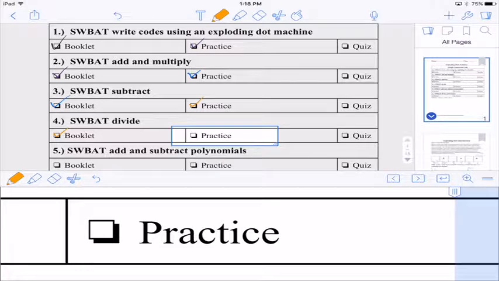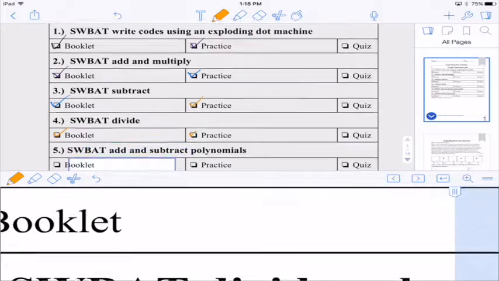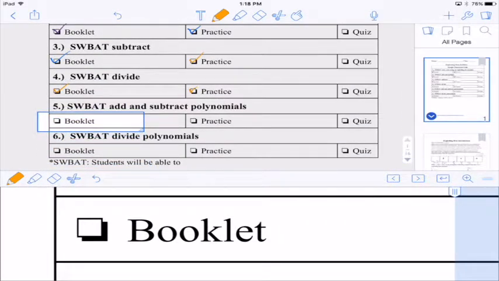Hi, Algebra 1 students. You should have finished your practice on dividing, and today we're going to start working with some polynomials. We're going to add and subtract them. So go ahead and go to page 12.